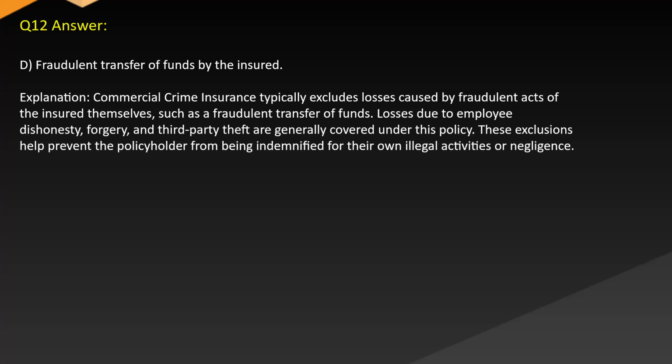Explanation. Commercial crime insurance typically excludes losses caused by fraudulent acts of the insured themselves, such as a fraudulent transfer of funds. Losses due to employee dishonesty, forgery, and third-party theft are generally covered under this policy. These exclusions help prevent the policyholder from being indemnified for their own illegal activities or negligence.